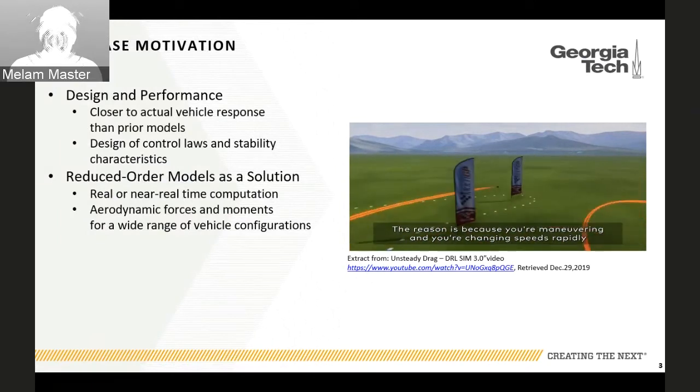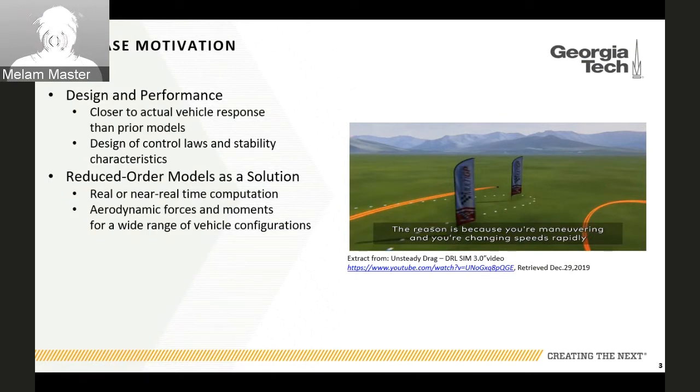Our simulation is closer to the actual vehicle response than the prior models I talked about, the flat plate and the point mass. It allows the design of your UAV to be closer, when it comes to control laws and stability characteristics, to the real-life model. As for the solution, it is in real or near real time compared to CFD, which obviously is not in real time, takes a lot longer, and is more computationally costly.